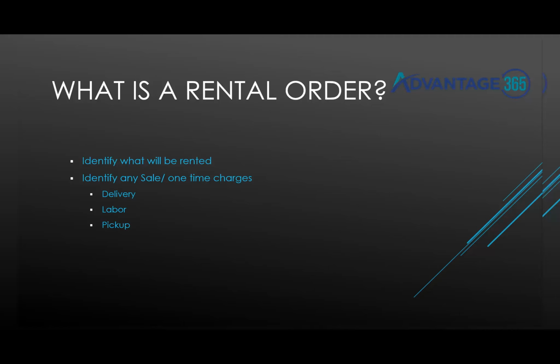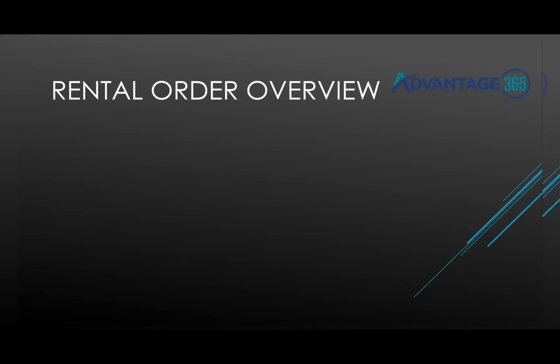We also need to identify any sales or one-time charges for the rental contract. Maybe it's a delivery charge, a pickup charge at the end of the rental, or maybe there's a labor or services that are required or a part of that rental order. Within Advantage, we use our rental order to be the master contract for all activities on the order. Let's take a look at a rental in Advantage 365.